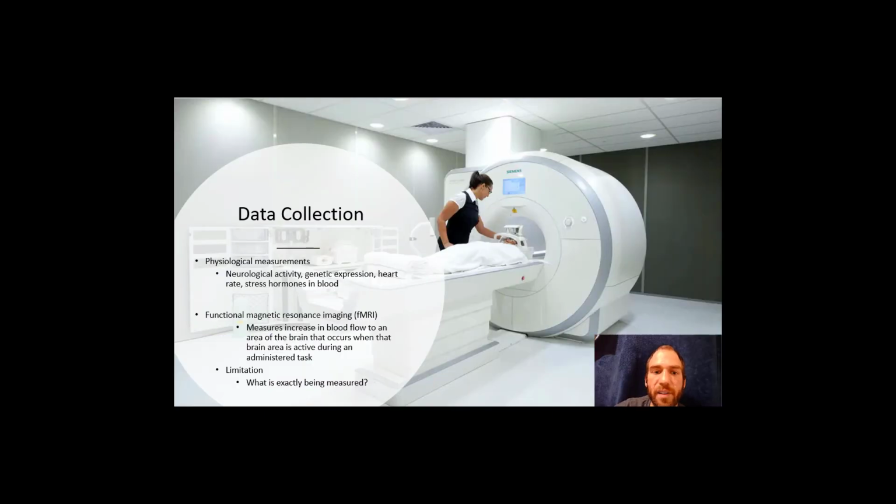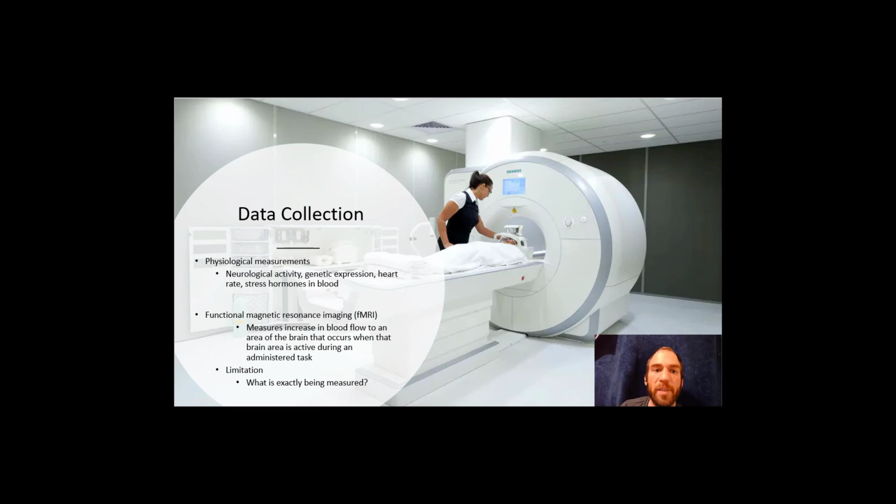And for data collection, our final one will be physiological measurements. This is neurological activity, genetic expression, heart rate, stress hormones in the blood. One technique is fMRI, which measures increases in blood flow to an area of the brain that occurs when the brain area is active during an administered task. So I can measure brain activity through fMRI, through EEG. I can extract blood from an individual, and that's actually what I did in the Democratic Republic of Congo. I extracted blood from children and mothers to measure stress hormones in those people.